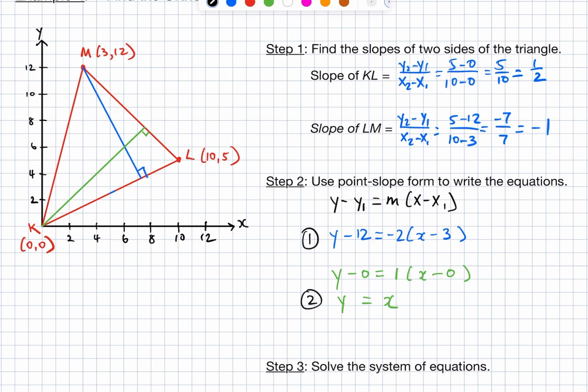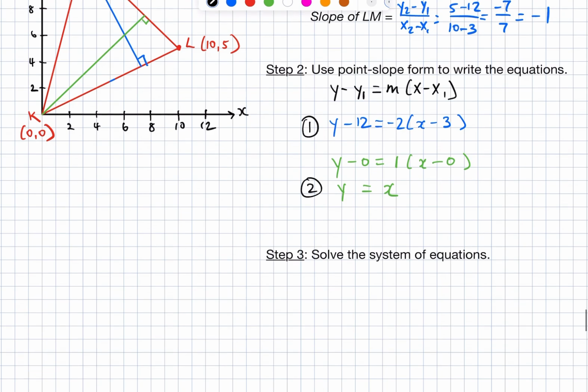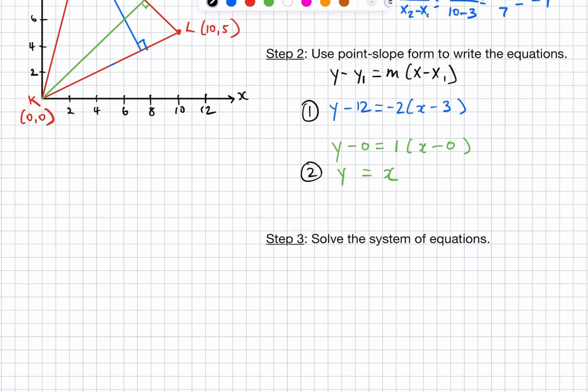Okay, so then step 3 and our last step is solve the systems of equation. Okay, we have the systems of equation because we have one equation with two variables and another equation with two variables. Okay, and in solving the systems of equation, one of the things we can do is use the substitution method. And what this means is, because we know y is equal to x, okay, y is the same thing as x, we could take this y and replace it with x because we know y is equal to x.